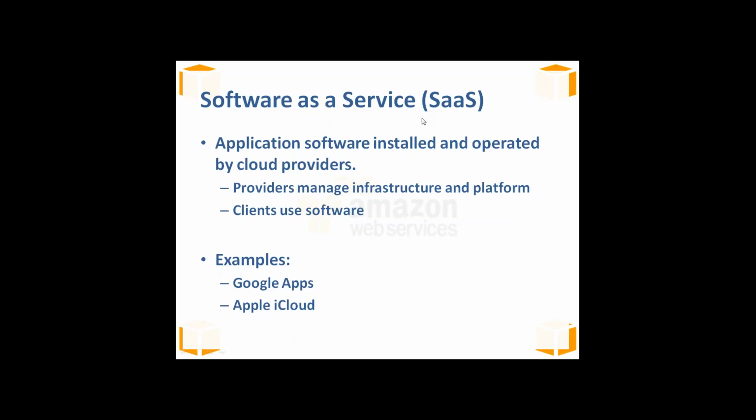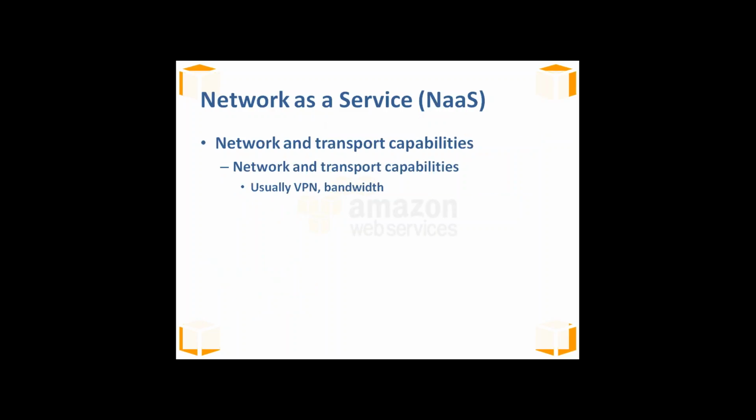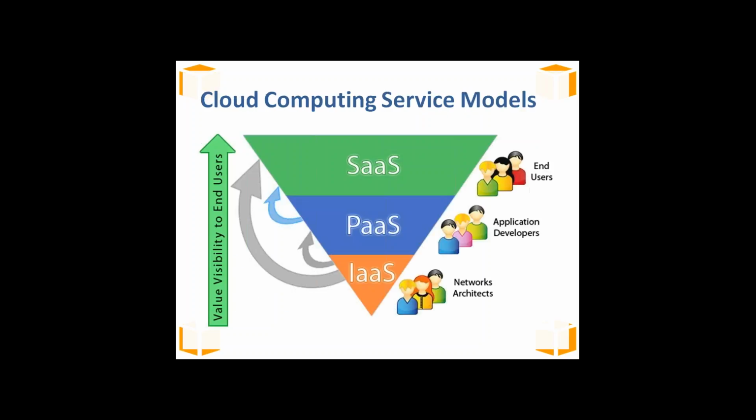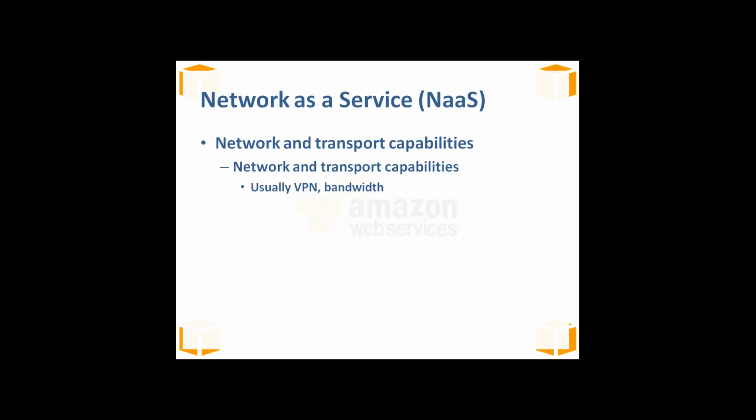Now let us understand network as a service, NaaS in short. It has transport capabilities, usually through VPN, that is a virtual private network, or bandwidth, and basically it is not needed for cloud users. So that is why I just wanted to mention network as a service in this architecture. Now let us move further to infrastructure as a service.